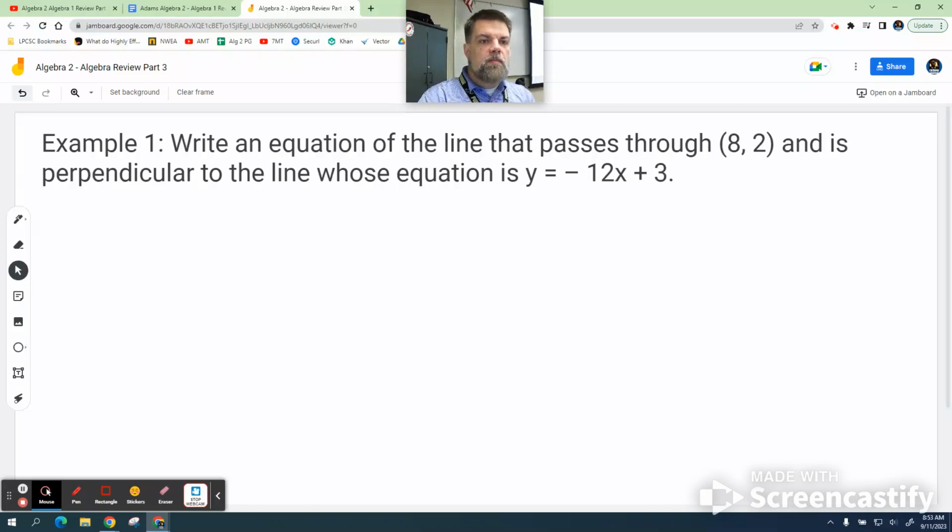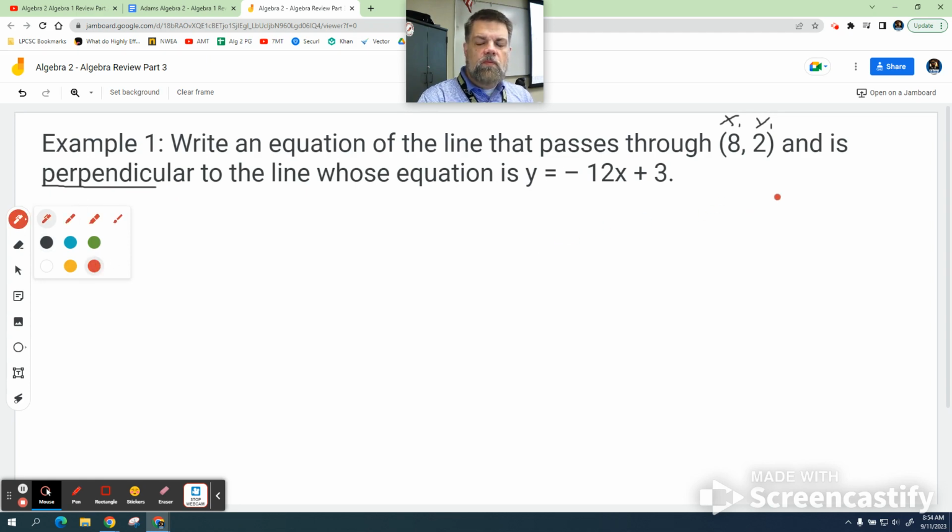All right, so for problem number 1, it says write an equation of a line that passes through the point 8, 2. Now, I know from all the examples that we're doing that this is going to be a point on the line, so I'm just going to label this as x sub 1, y sub 1, and is perpendicular to a line whose equation is y equals negative 12x plus 3.